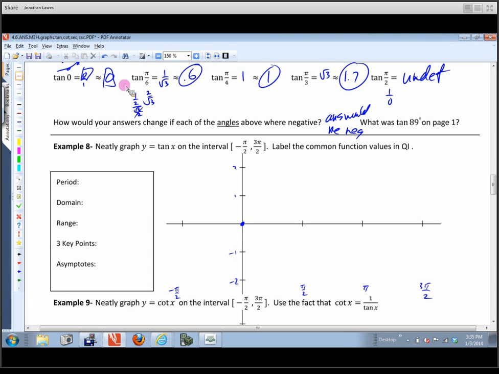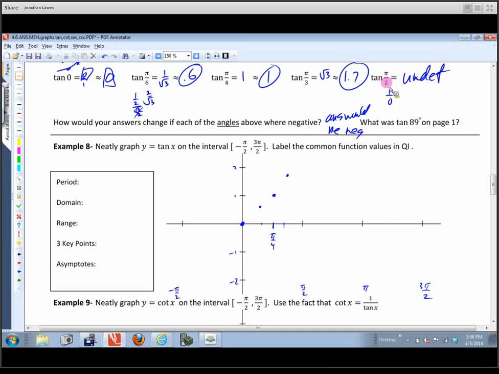If I plug in pi/6, so pi/6 would be about right there, I get about 0.6. If I plug in pi/4, which would be smack dab in the middle of 0 and pi/2, I get a 1. So I get that value right there. If I plug in pi/3, which would be about right here, I get 1.7. So I get something up about right here.